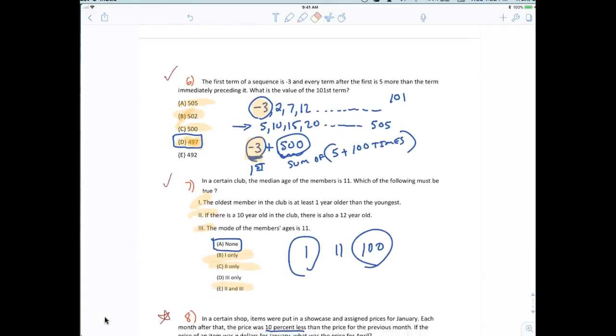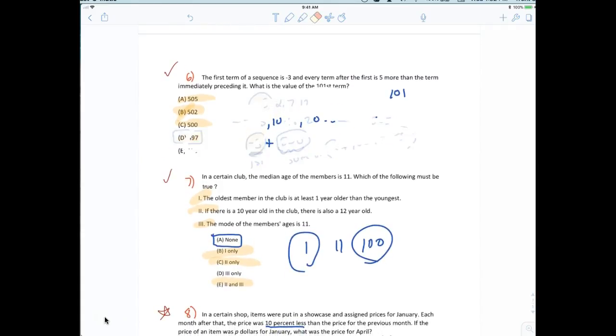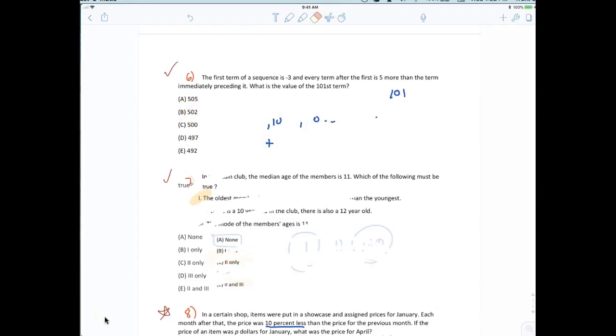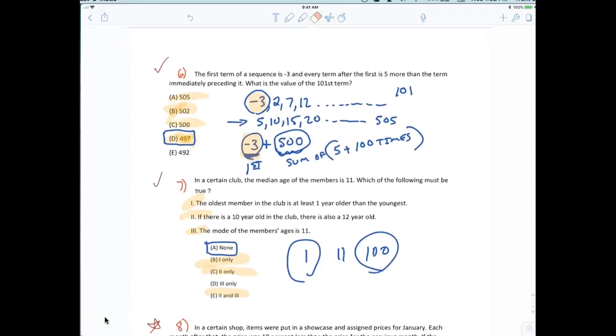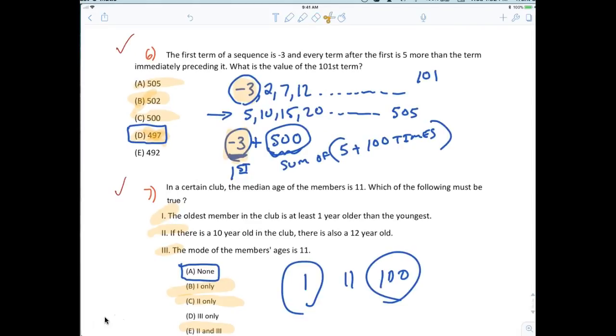Okay, let's start with 6. I was going to have to erase it real quick, so be patient. All right. Did we do number 6 at all? Yes. All right, so here we go. Let me talk to you about number 6.